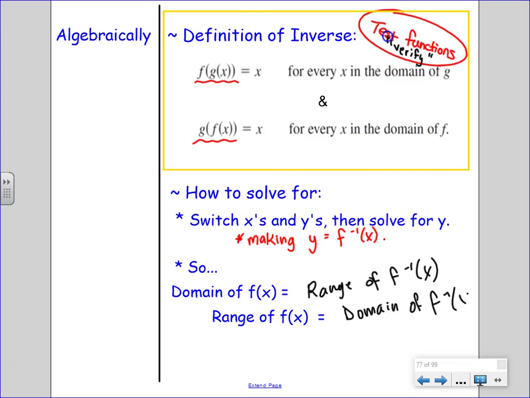Tomorrow, what are we going to do? We're going to solve for some inverses. How are we going to do it? Switching x and y, solving for y. What else are we going to do? Deal with them graphically, algebraically, and numerically.